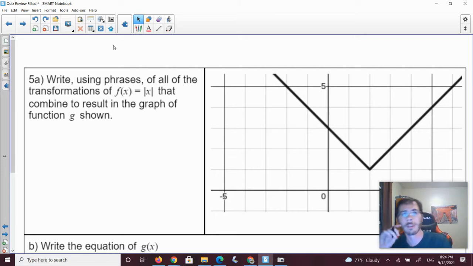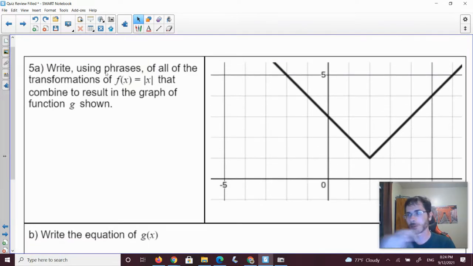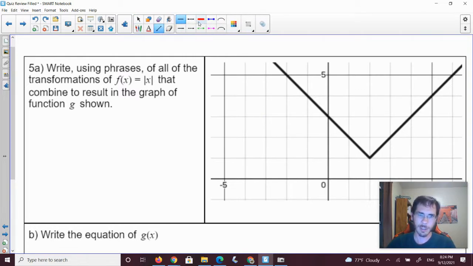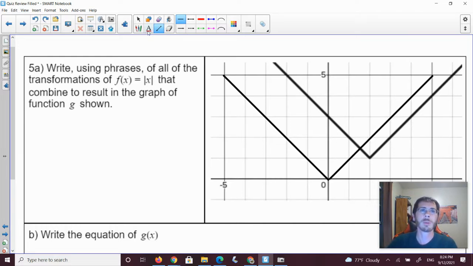Next one, write using phrases all the transforms of f of x equals the absolute value of x that combine to result in the graph of function g shown. We know that f of x is the absolute value of x. And again, you can graph this in Desmos if you want to, to see what absolute value of x looks like. I know what it looks like, so I'm going to go ahead and draw that in. Just like the last one, we want to follow the direction of the vertex because the vertex is the key point. It looks like we're going that way, and then we're going up. Let me change the colors of these because I'll write them as separate phrases.